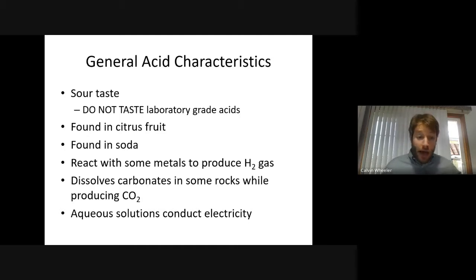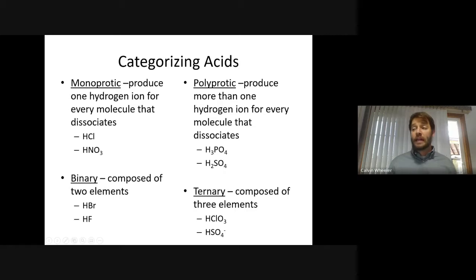And then acids and bases both, when you dissolve them in water, create an ionic solution. And so if it's an ionic solution, we can expect it to conduct electricity as well. And so aqueous solutions of acids conduct electricity. We can classify acids as being monoprotic or polyprotic. That's one level of classification. And then we could also classify them by the number of elements that are present, so 2 or 3 elements present in the formula.